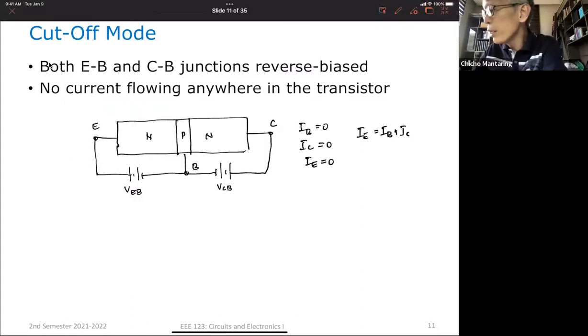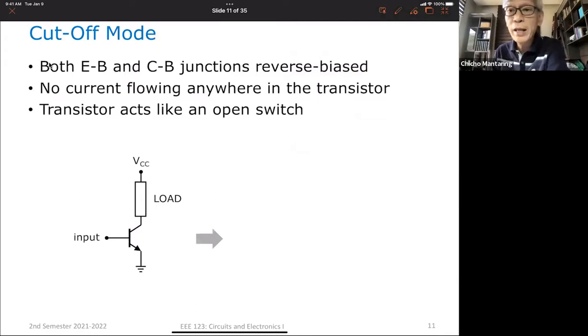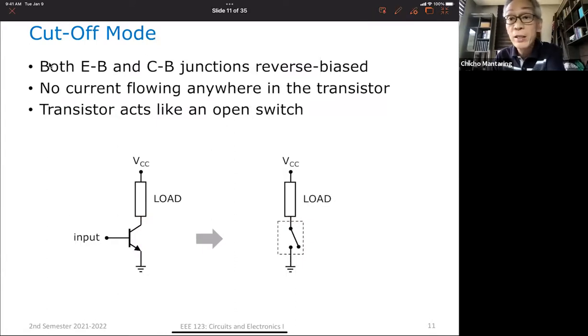And what will it look like now? It will now look like an open switch. So again, if you think about your collector resistor as your load, when this is cut off, there's no current flowing from my collector to my emitter. So that's like an open circuit or an open switch.